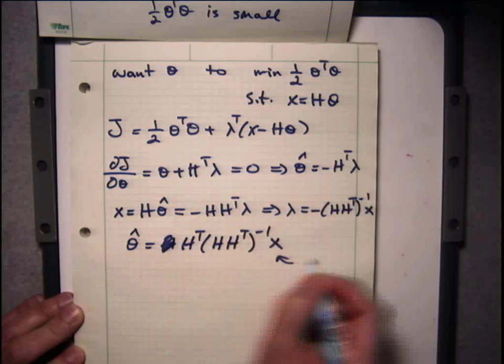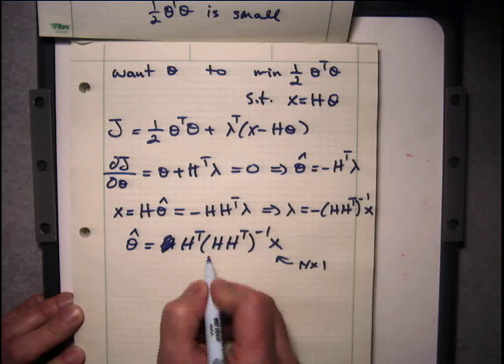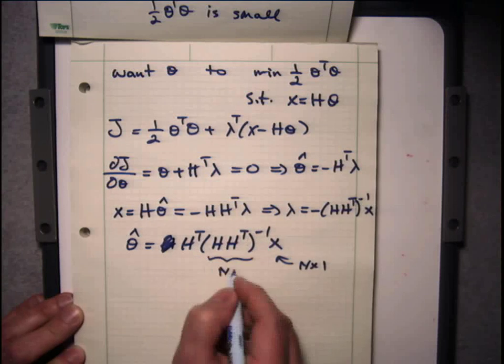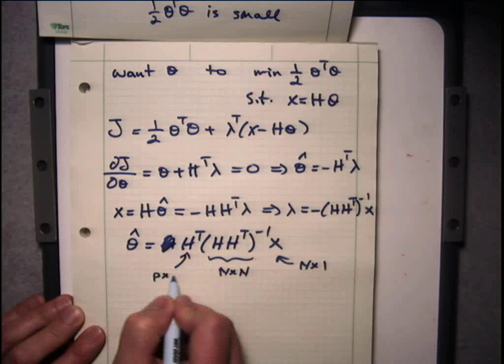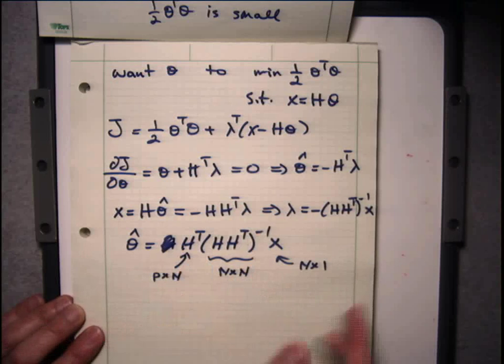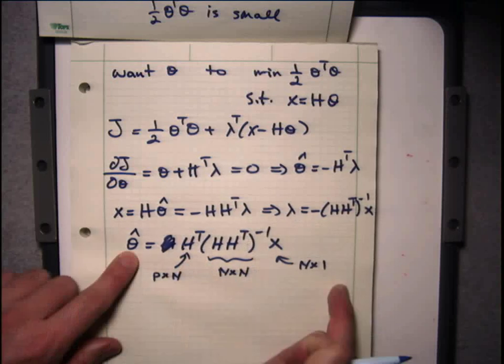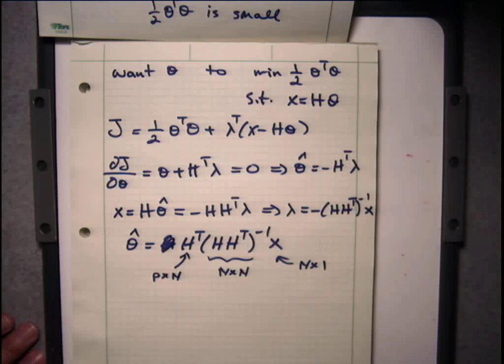Let me remind you again that X is an n by 1 vector. This (H H transpose) inverse becomes an n by n matrix. And the H transpose here is p by n. So everything makes sense. This whole thing on the right-hand side is p by 1, which is the dimension of theta hat.